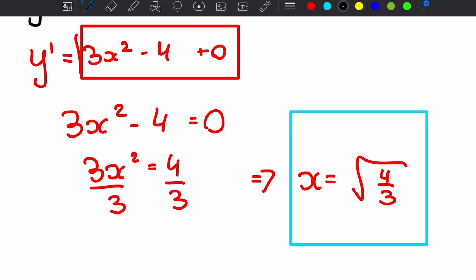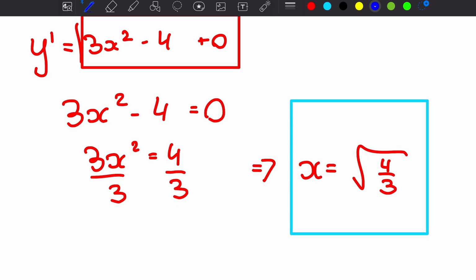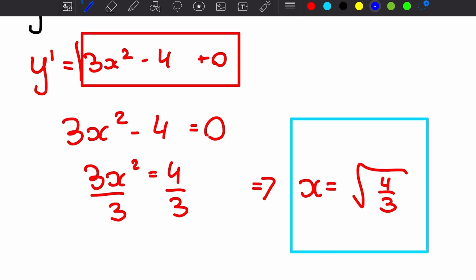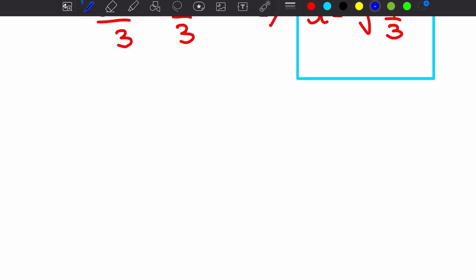Now, they might also ask you for the coordinates. Whenever they ask you for the coordinates, you take the value you got for x, in this case x is equal to root 4 over 3, and you plug it back into y. But I don't have a calculator on hand, so I'll do a different example where I'll actually be able to do this without a calculator.